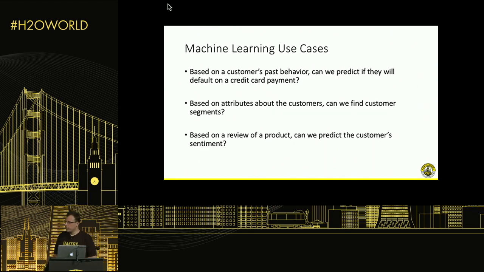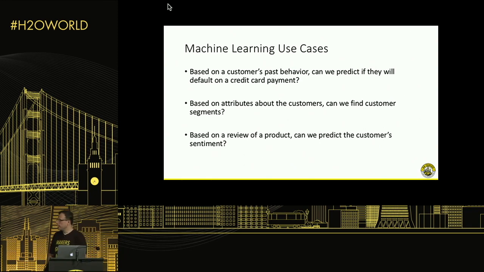What kind of use cases can you solve with machine learning? You can, for example, try to predict if a customer will default on a credit card payment based on his past behavior. You can look at the attributes of the customers and find customers that are somehow similar and have different segments of customers, and maybe you want to treat the customers differently, you want to do some target marketing, you want to just understand the data more.